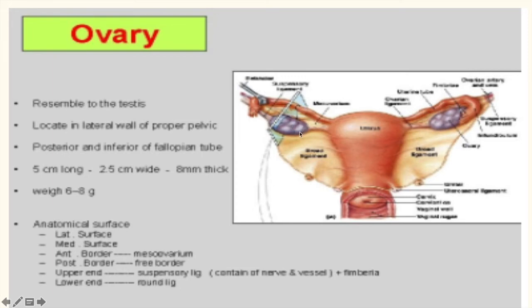We see the length of the ovary, which is 5 centimeters long, 2.5 centimeters wide and 8 mm thick. The weight of the ovaries is 6 to 8 grams. And if we see the external features, it is having a lateral surface. You can assume the ovary in a vertical axis, so that it is having an upper pole, lower pole, medial surface, lateral surface, anterior border, posterior border.